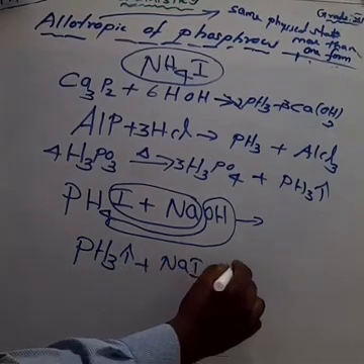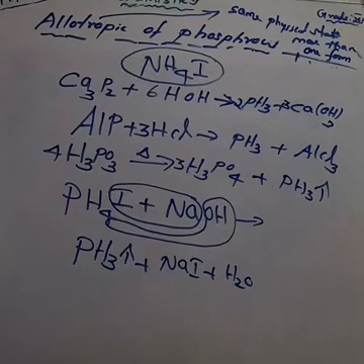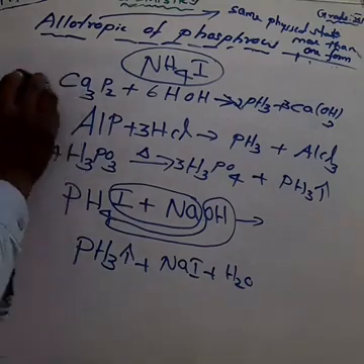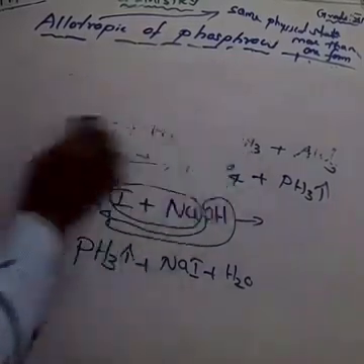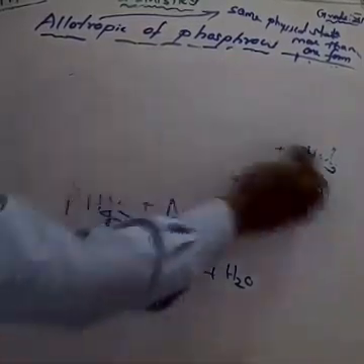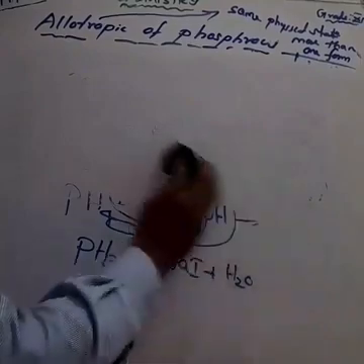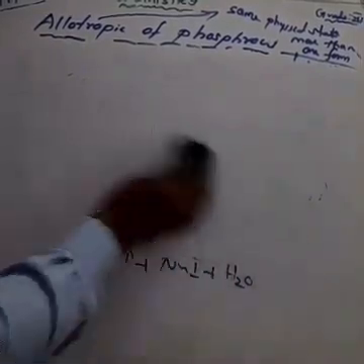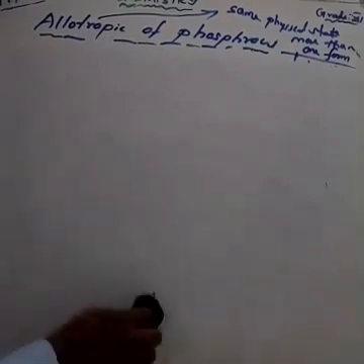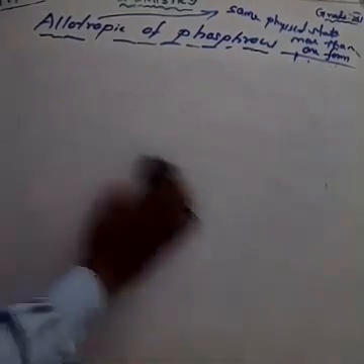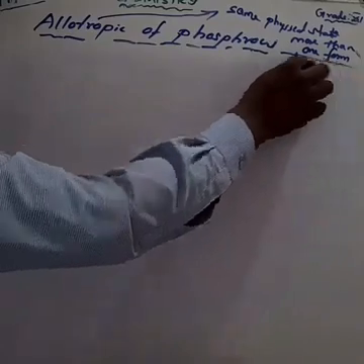Next, what are the physical properties? Don't forget the physical properties. Phosphine is a poisonous gas with a rotten fish smell. It is a colorless gas. Don't forget that it is slightly soluble in water. It shows a neutral reaction to litmus paper.